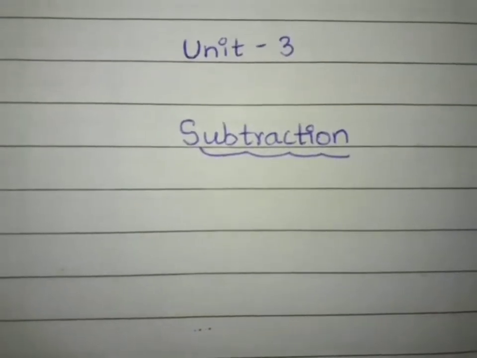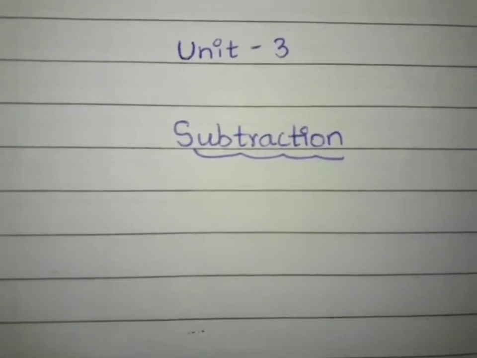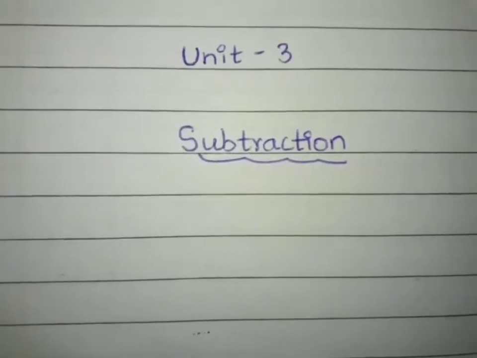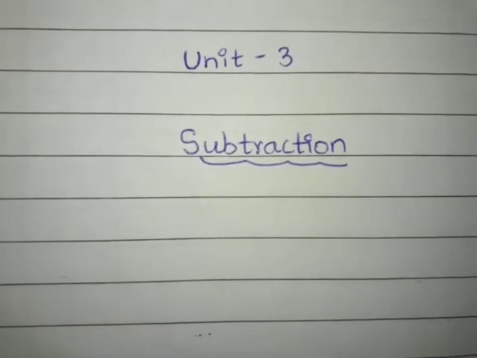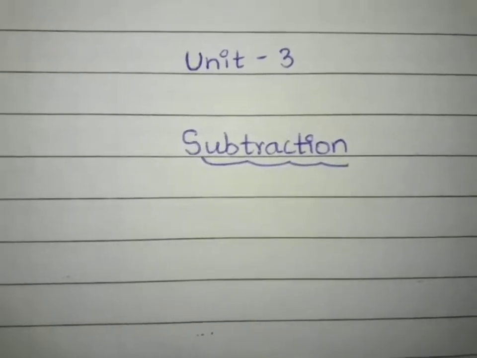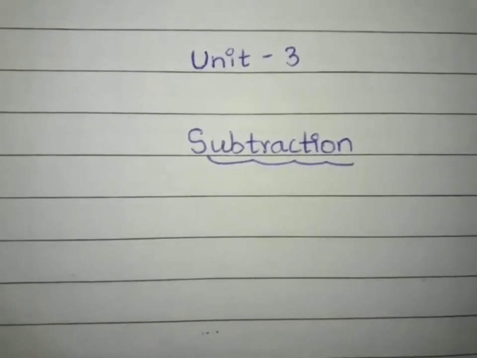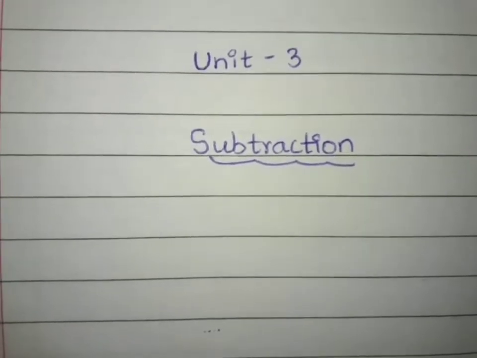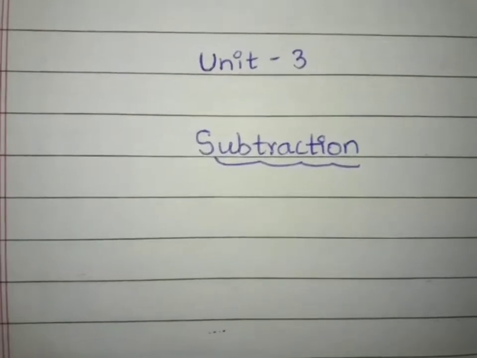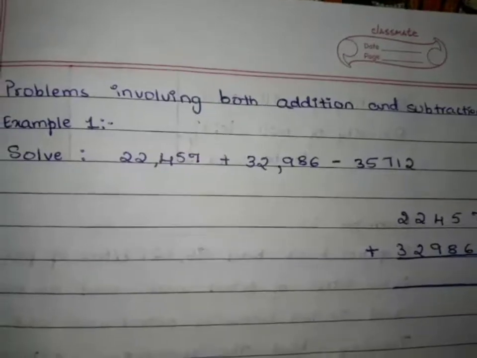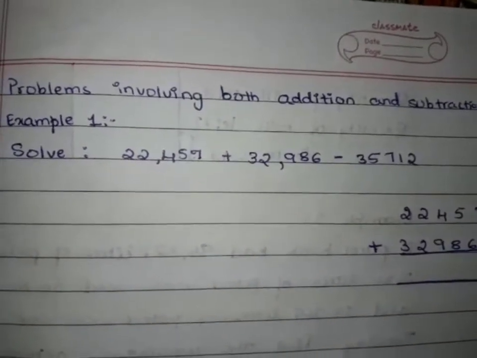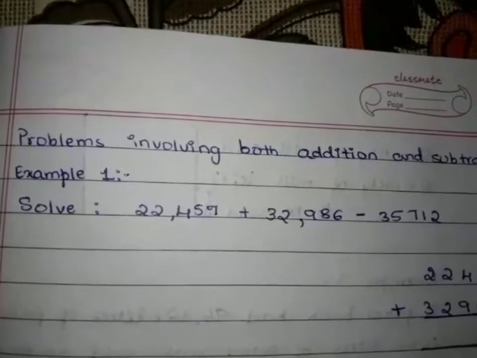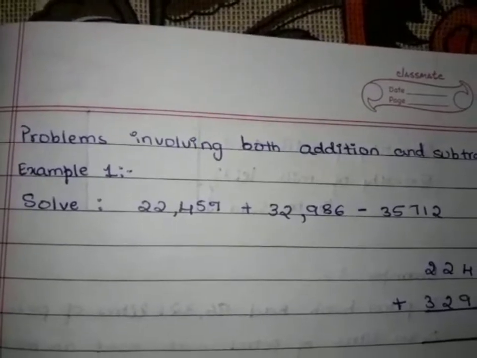In this chapter, you have studied how to subtract numbers by borrowing and without borrowing. And in Unit 2, you have studied how to add two numbers by taking carry and without taking carry. In the next section of this chapter, we'll be studying how to add and subtract both in the same problem. So, continuing, problems involving both addition and subtraction. We have to add and subtract in the same problem.